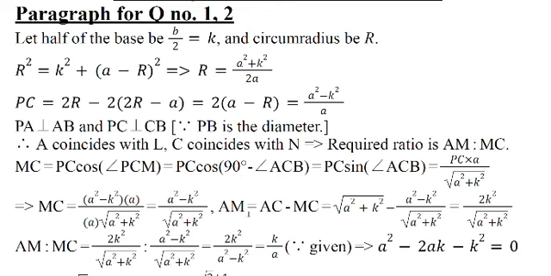So we just subtract it to find AM, and then you get 2k squared by root of (a squared plus k squared). Now what we need to find is the ratio between AM and MC. So that gives you 2k squared divided by (a squared minus k squared).